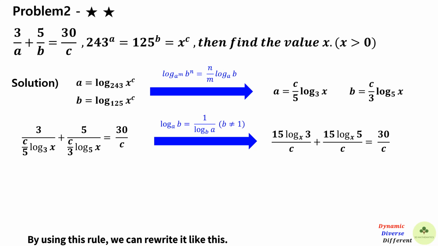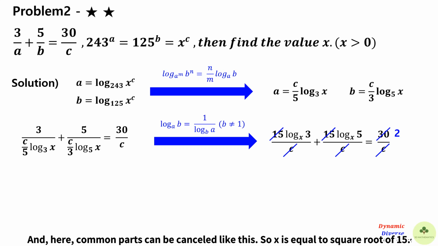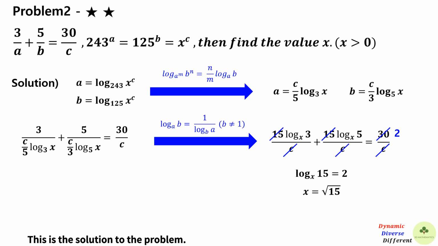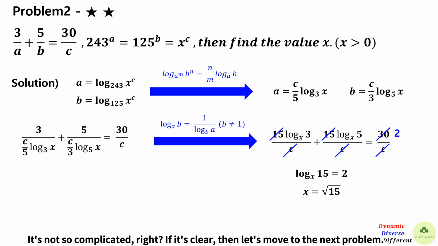By using this rule, we can rewrite it like this. And here, common parts can be cancelled like this. So x is equal to square root of 15. This is the solution to the problem. It's not so complicated, right? If it's clear, then let's move to the next problem.